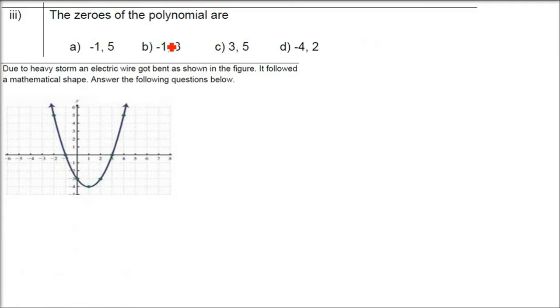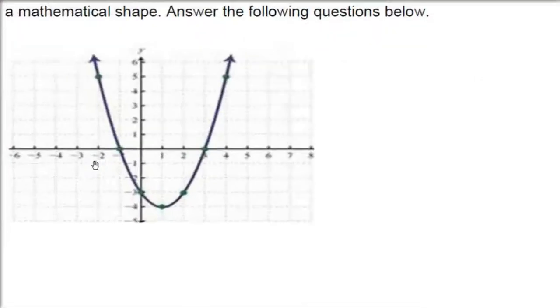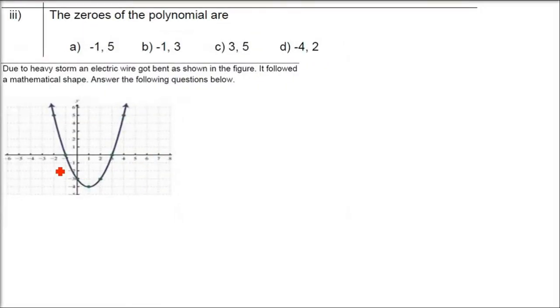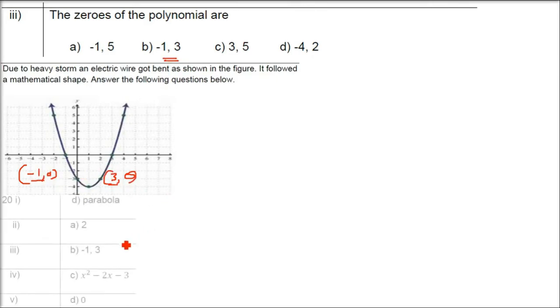The zeros of the polynomial are wherever it is cutting the x-axis. As you see, it is cutting the x-axis, so y has to be 0. So there are 2 x points. One is -1, one is 3. We don't have a y here. So -1, 0 and 3, 0. These are the zeros of the polynomial. -1 and 3 is the answer. B is the correct answer.